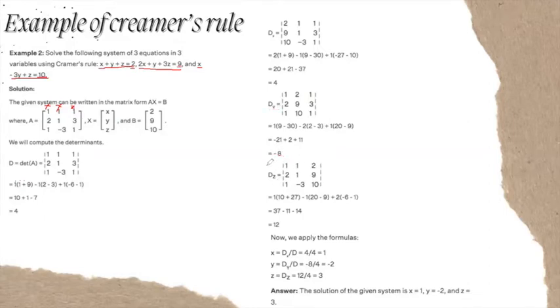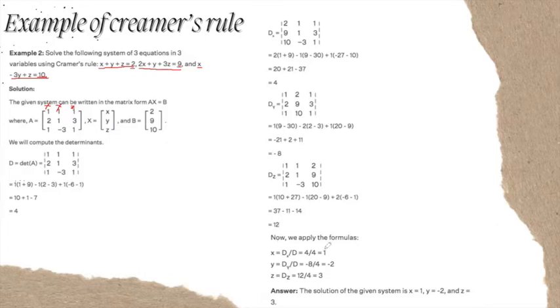The same goes for dz. We have to replace the coefficient of z with the numbers in b. So it would be 1 times 10 plus 27 minus 1 times 20 minus 9 plus 2 times negative 6 minus 11 equals 37 minus 11 minus 14 equals 12.